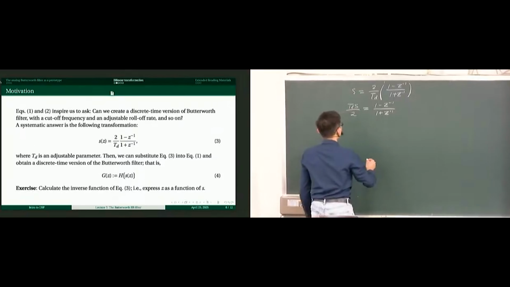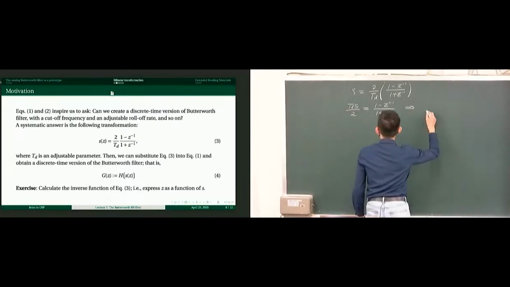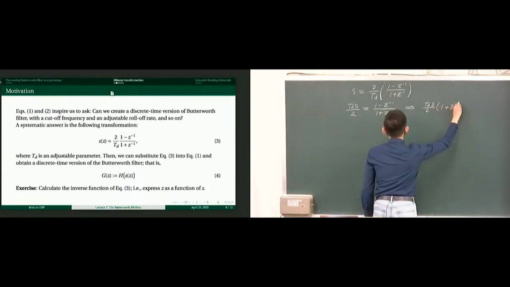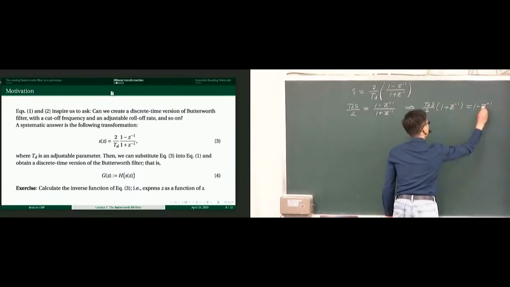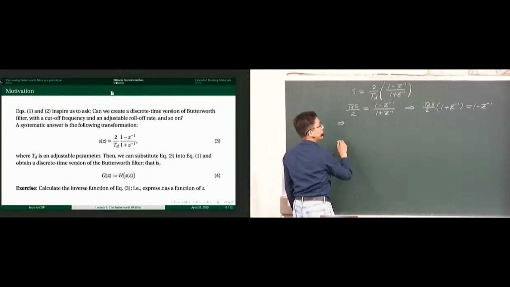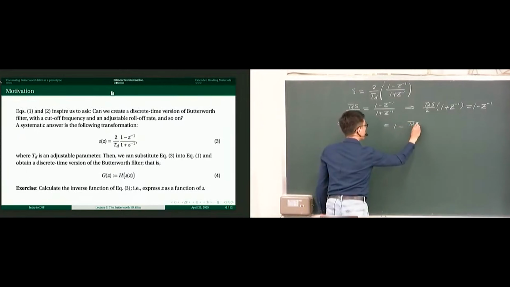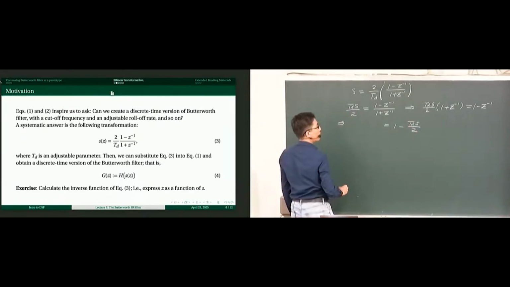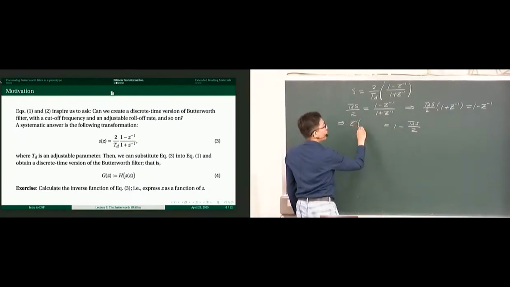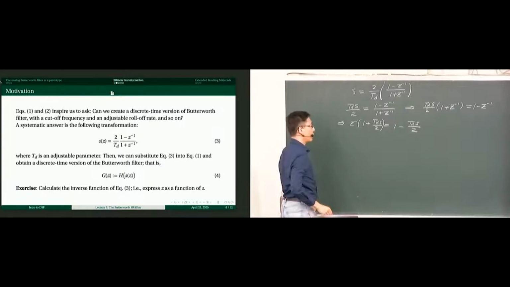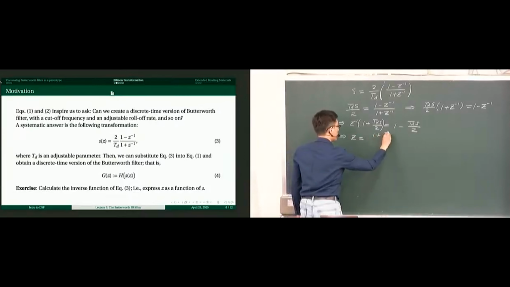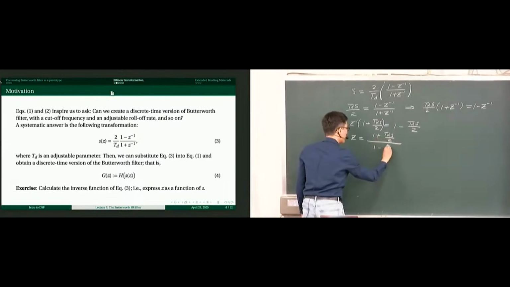So from there, let's work this out, okay? TDS multiply, how about we do this? Equals 1 minus Z inverse. And therefore, what's next? So let's move 1 minus TDS divided by 2 to the right. And on to the left, we have Z inverse times 1 plus TDS divided by 2. So we are almost there. So therefore, Z is 1 plus TDS divided by 2 divided by 1 minus the same thing.